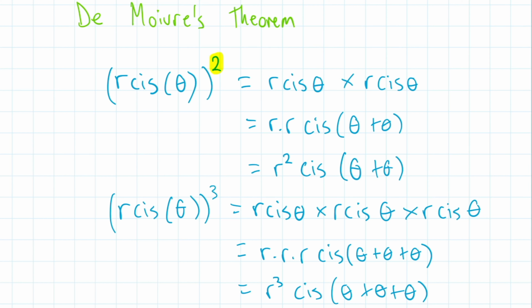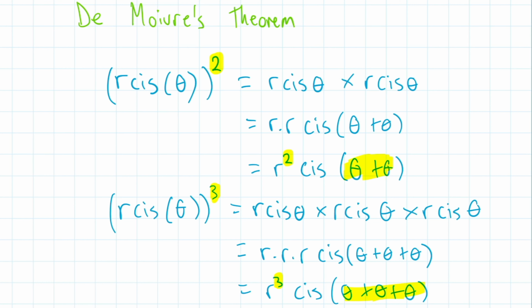Whatever my indice is here, that's going to be my indice for my r value. Again, 2, 2. If I look at 3, I get 3. Also, whatever number I have up here is the number of times I have theta. If it's to the power of 2, I have theta plus theta. I have 2 lots of theta. If it's r to the power of 3, I have theta plus theta plus theta. I have 3 lots of theta.